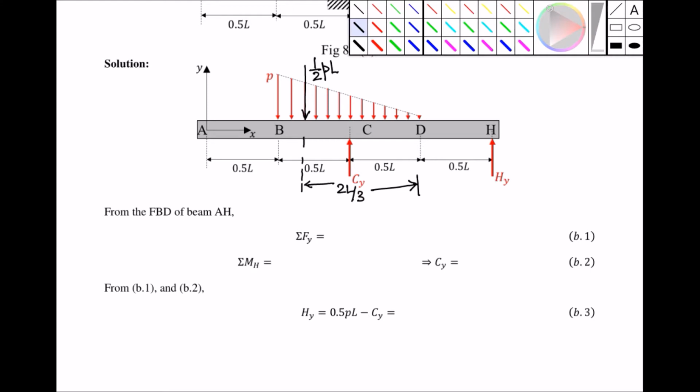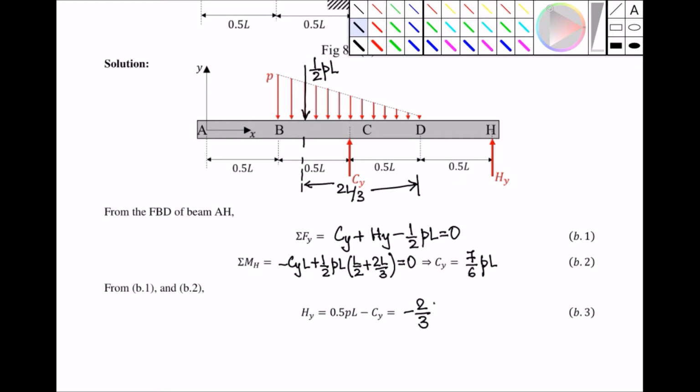Summing forces in Y, we will have Cy plus Hy minus half PL is equal to 0. Summing moments about point H, we'll have minus Cy times L plus half PL times (L over 2 plus 2L over 3) equals 0, which gives us Cy equals 7 over 6 PL. From equation B2, we will have Hy equals minus 2 over 3 times PL.